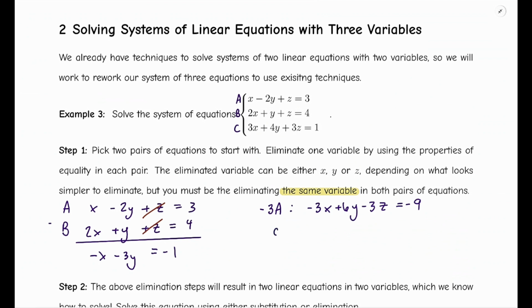And then I'm just going to take C. So 3x plus 4y plus 3z equals 1. And actually, the x's and z's cancel out here. And we're left with 10y equals negative 8.